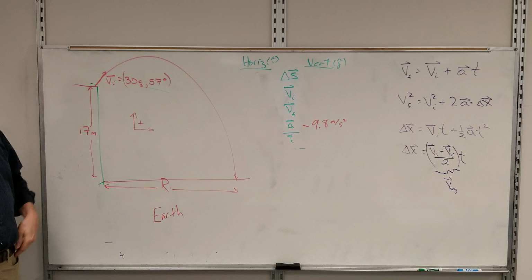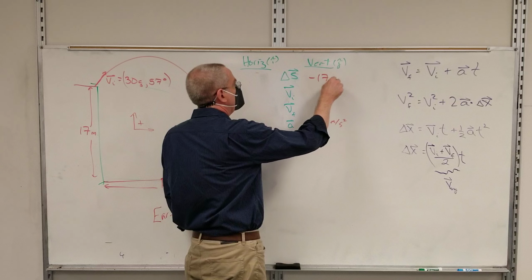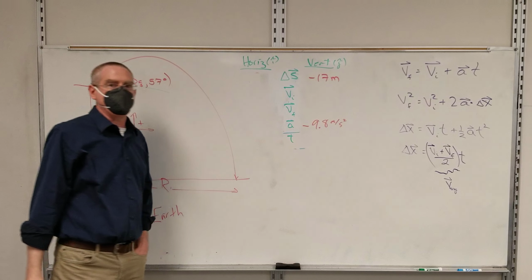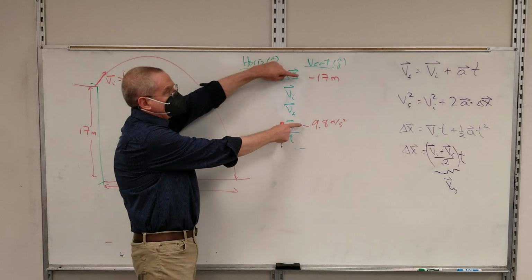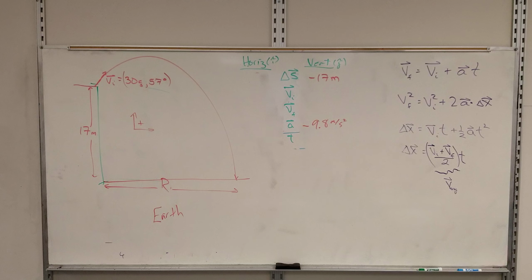And, all right, so what else do we know? Vertical displacement, negative 17 meters. And again, if we had chosen down to be positive, both of these would be positive. All right, we know one more piece of information without having to do any math. Horizontal acceleration.